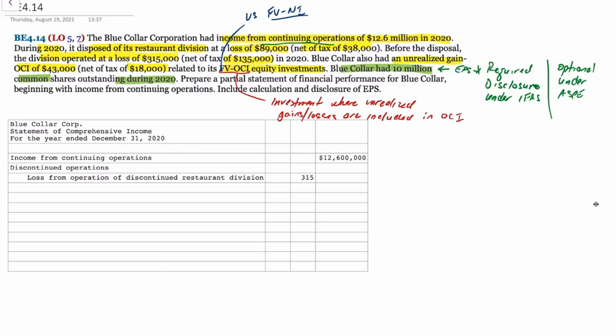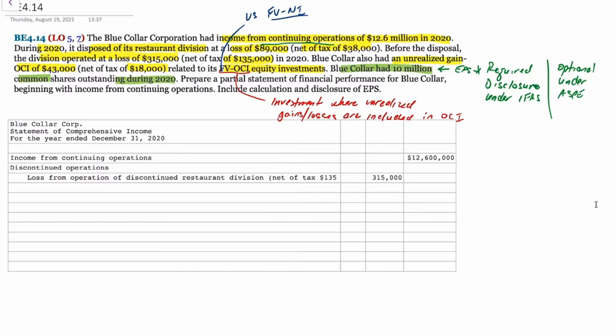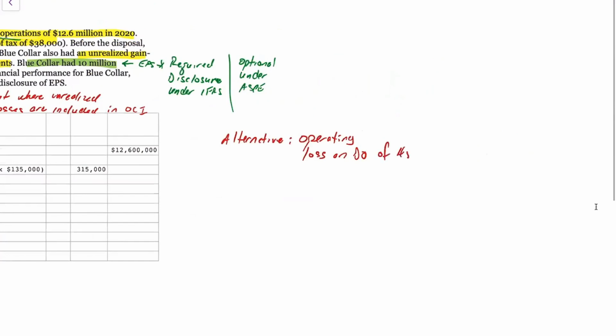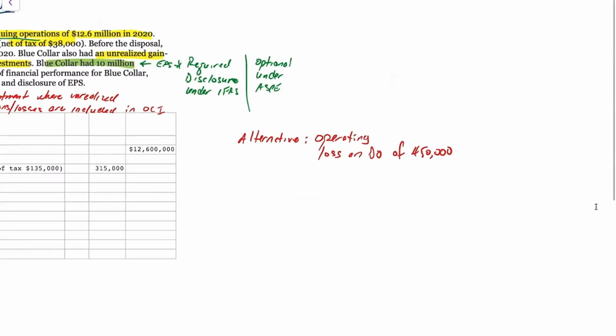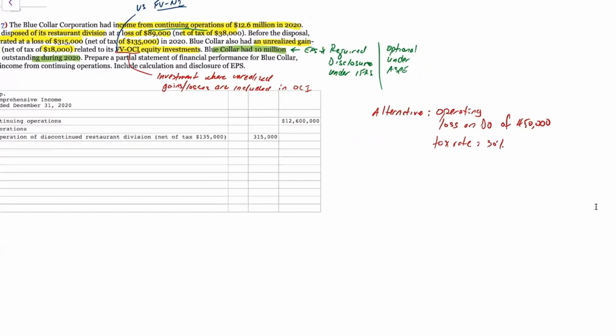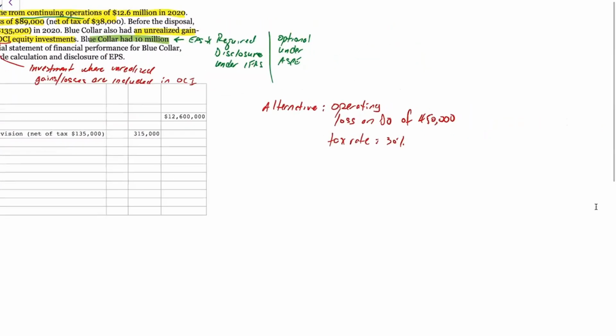Okay, so that means that the reported number is 315,000, but we need to disclose, we say net of tax, 135,000. This could also have said that there was an operating loss on the DO of $450,000. And somewhere else in the question, it might say tax rate equals 30%. So what would you have to do if you saw it presented like that? By giving you this and saying that that's the operating loss in the DO, to make it even clear, I would say 450,000 before tax.